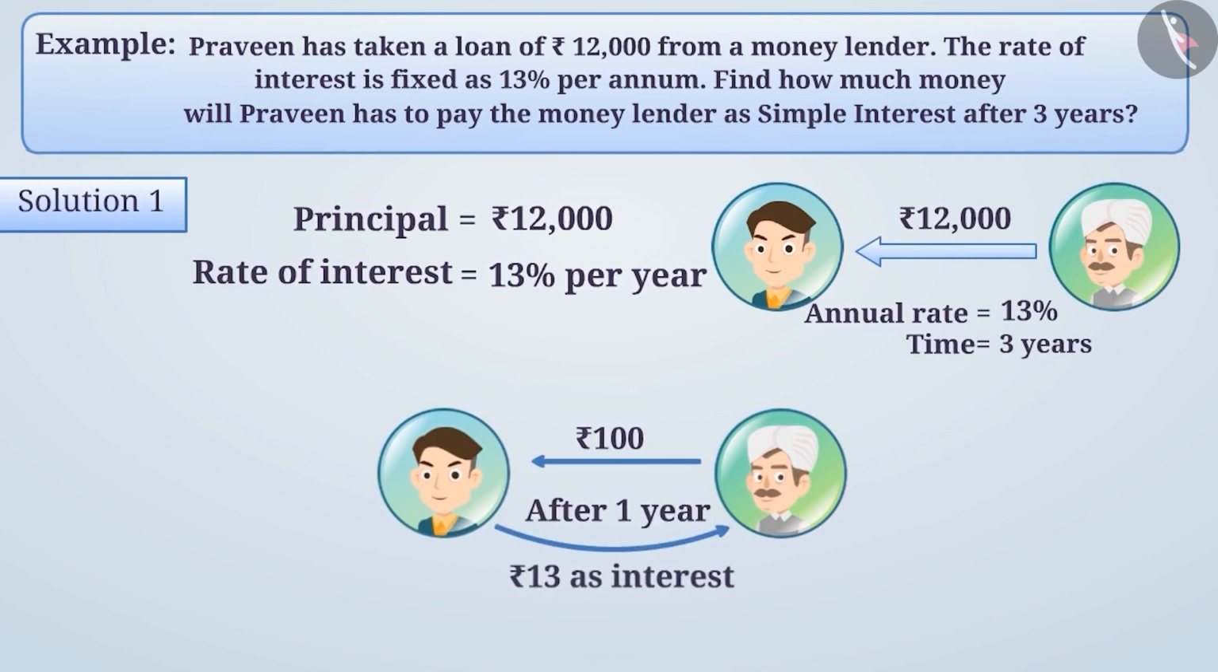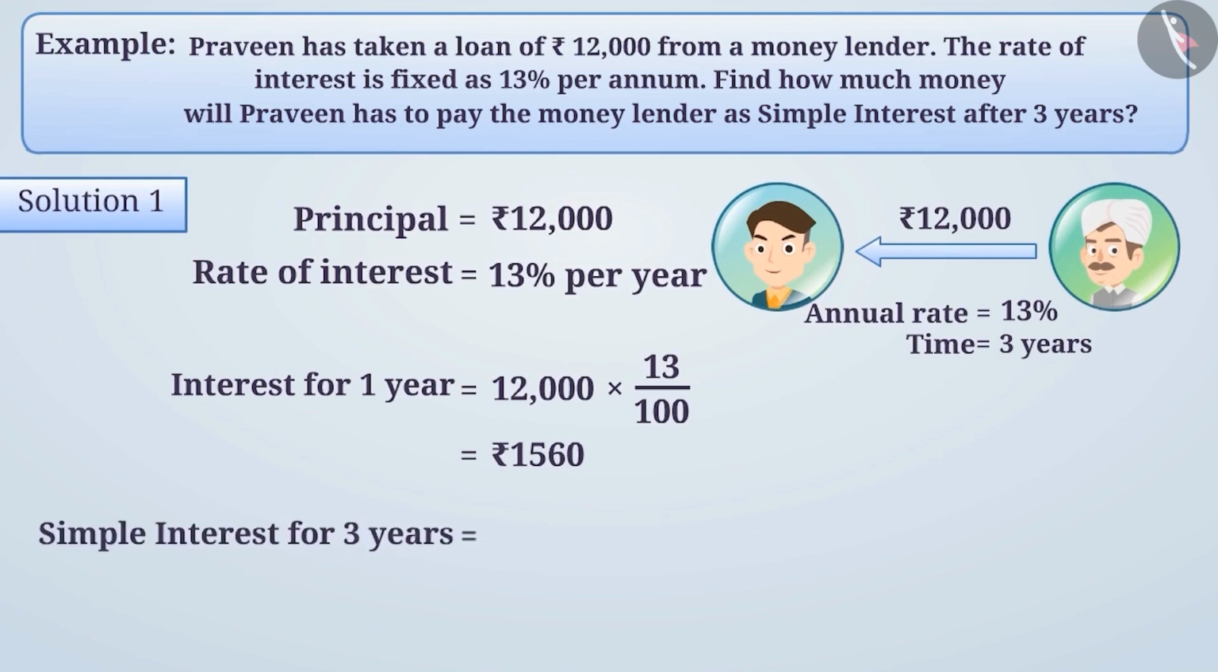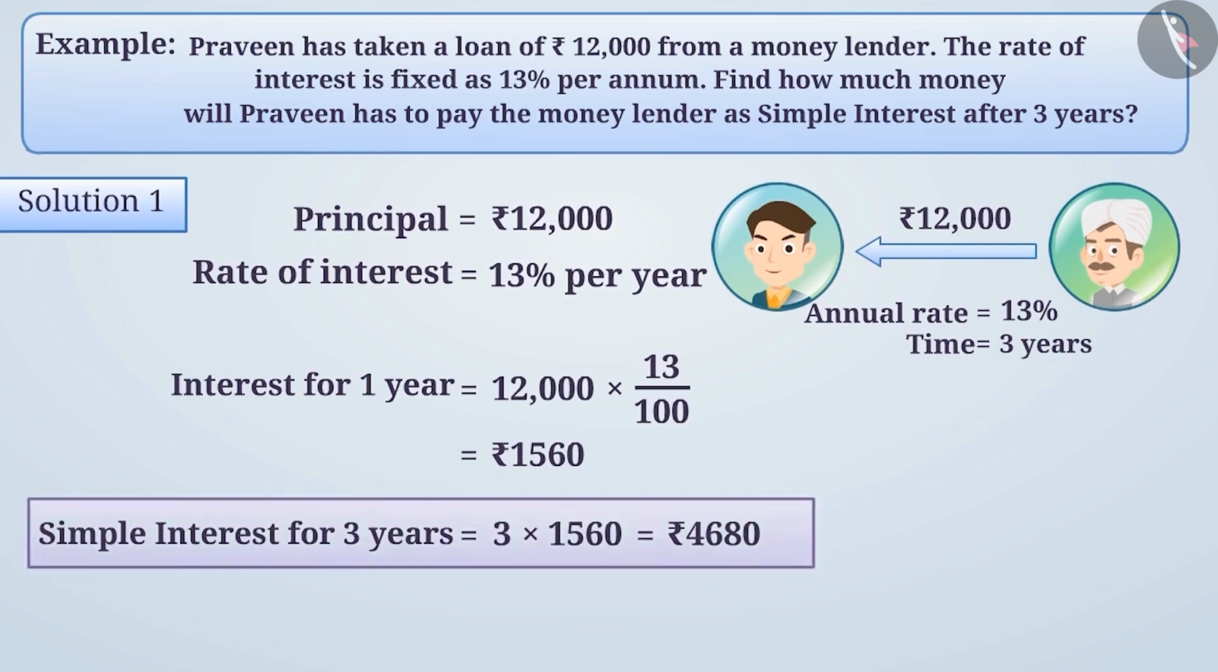Thus, on the loan amount of Rs 12,000, the interest for 1 year will be 12,000 into 13 by 100, which is equal to Rs 1,560. Therefore, simple interest for 3 years is 3 into 1,560, which is equal to Rs 4,680. That is, after 3 years, Praveen will have to pay Rs 4,680 as simple interest to the moneylender.